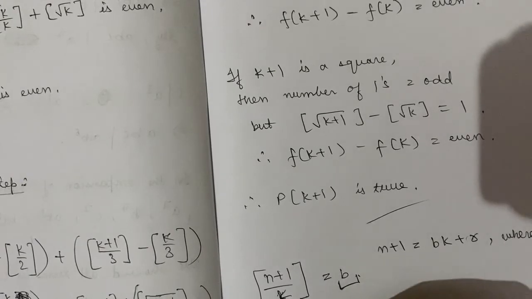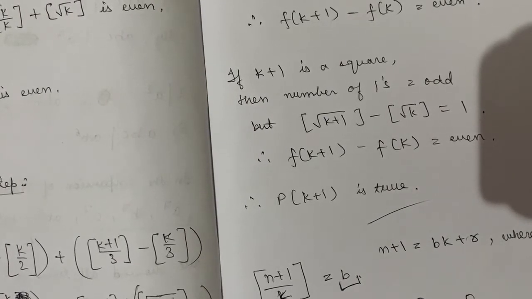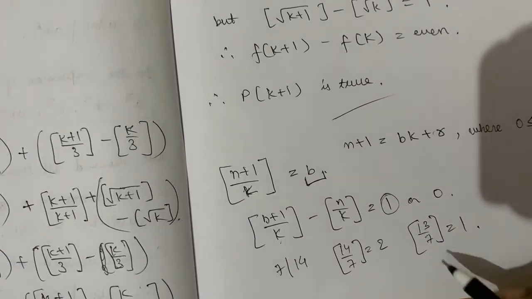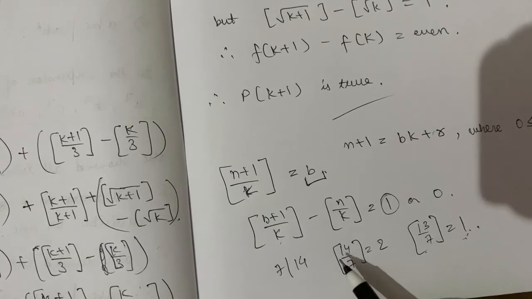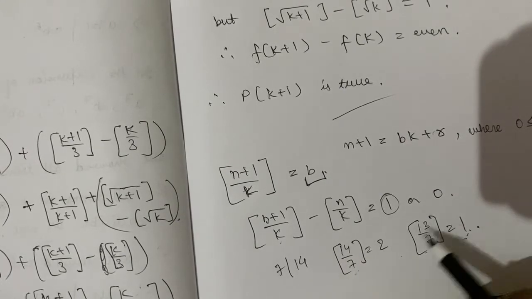So the greatest integer of (n plus 1) by k minus the greatest integer of n by k is either 1 or 0. It would be 1 if k divides n plus 1, then this term would become 1 more than n by k. For example, 7 divides 14, so the greatest integer of 14 by 7 is 2, and the greatest integer of 13 by 7 is 1. So their difference is 1.